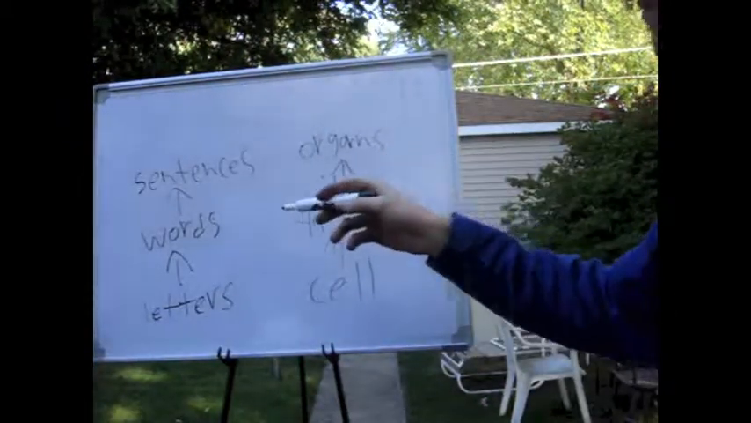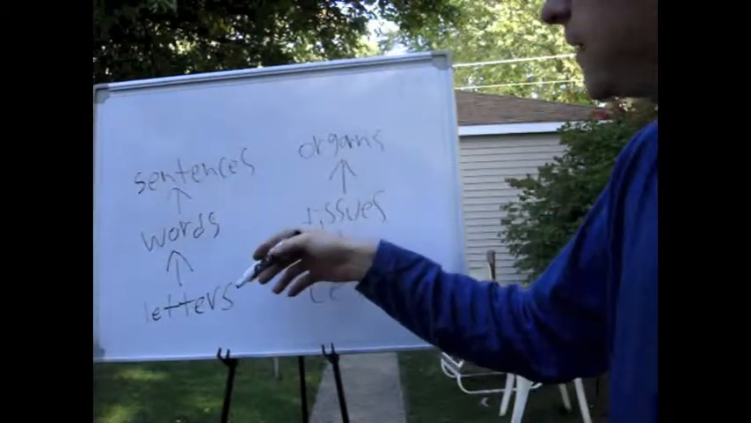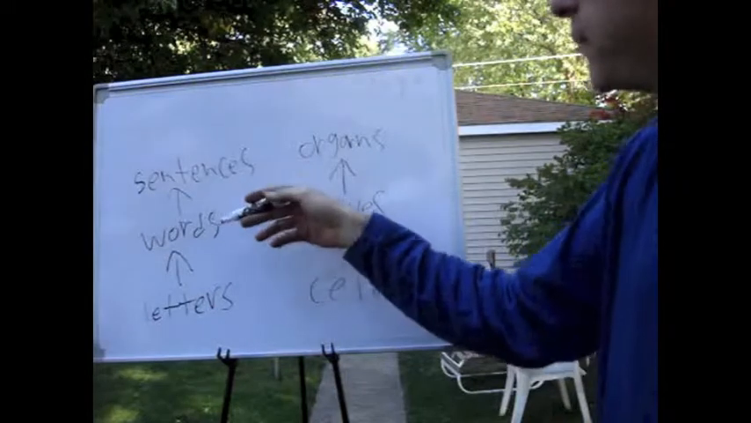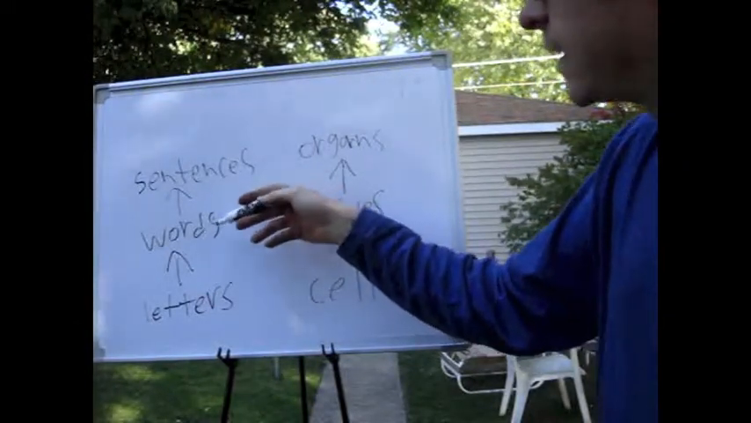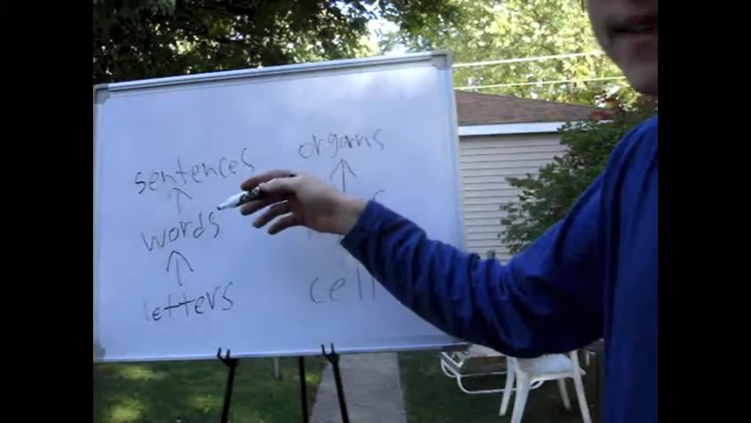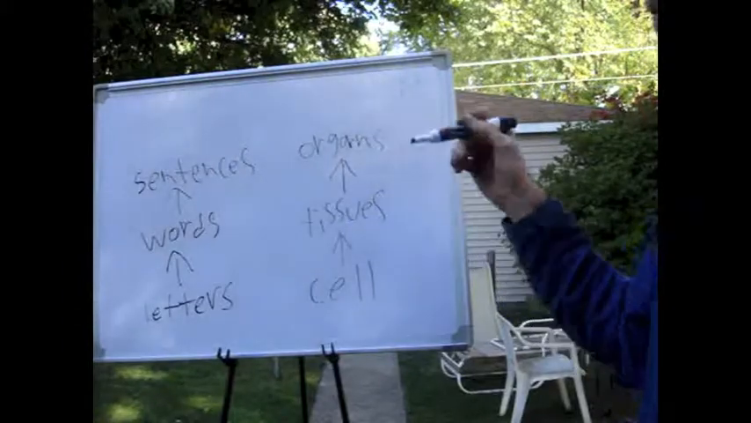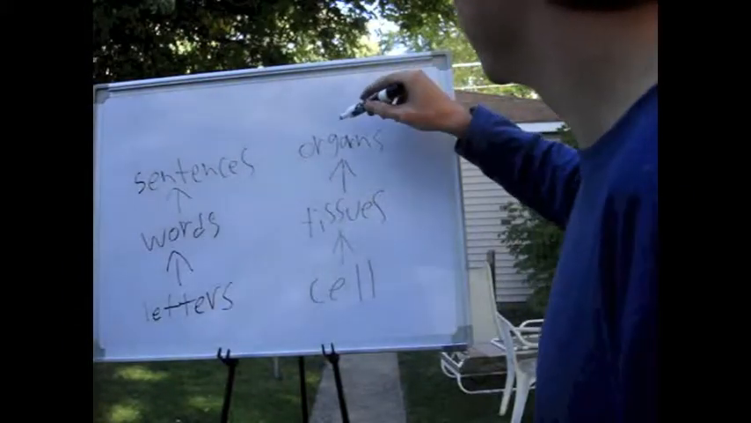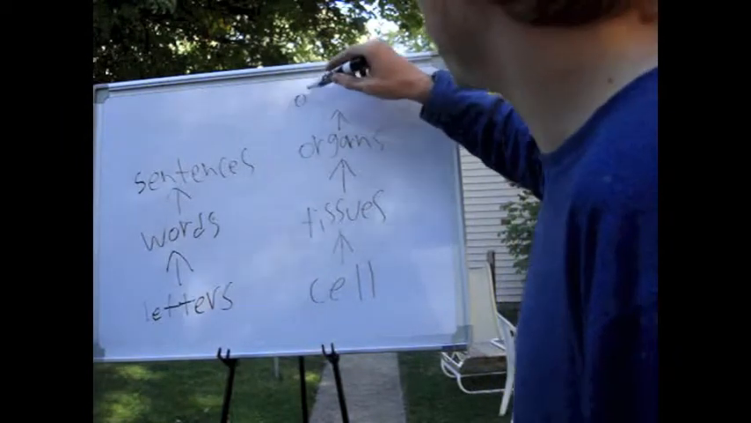And just like it's a combination of how many letters and what each letter is that makes up words, it's a combination of how many words you have and what kinds of words that make up what sentences you have. You could say the same thing here. Going up another level here are the organ systems.